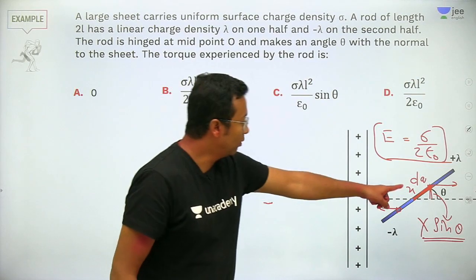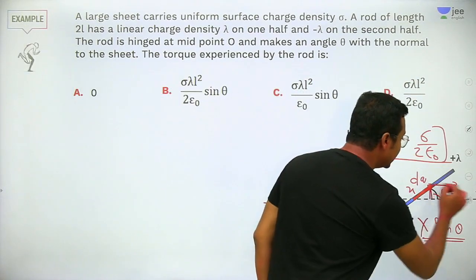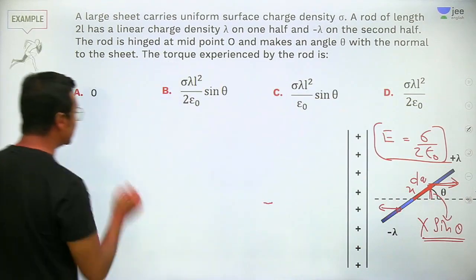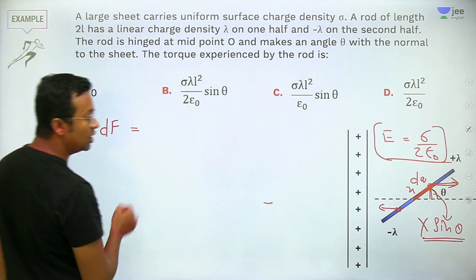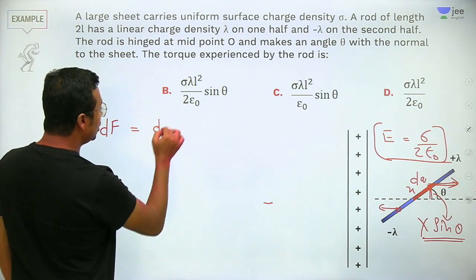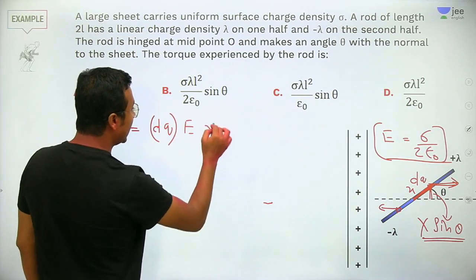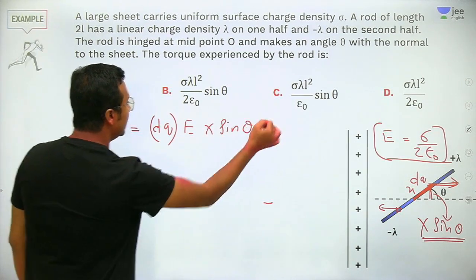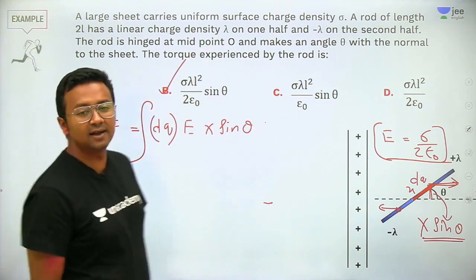Clear? Now what you do is you take the net force to be in this direction. How much will be the net force here? Net force, I can write it as dF, which will be equal to nothing but dq into E into x sin theta. Now go ahead, integrate it. You will get option B as the correct answer.